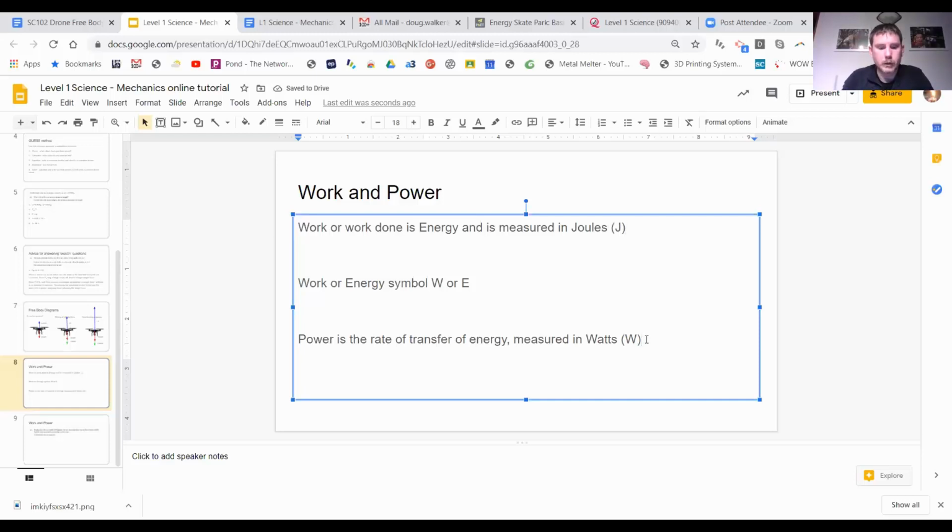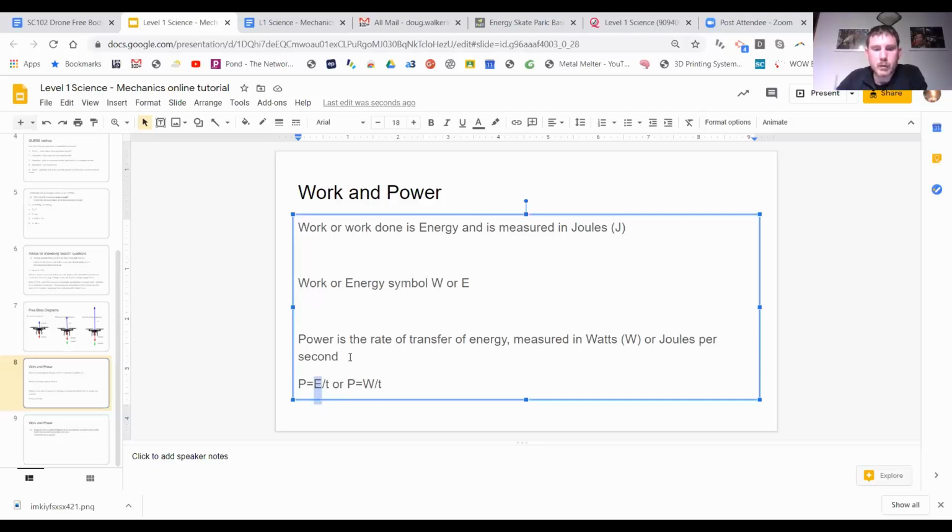And you could also call that joules per second. You should be able to see that in the equation for power, which is power is equal to energy divided by time. So that's the energy transferred divided by time. And you might see that equation written as power equals work done divided by time, remembering that work done and energy are interchangeable, they're the same thing. It's just different letters to mean the same thing.